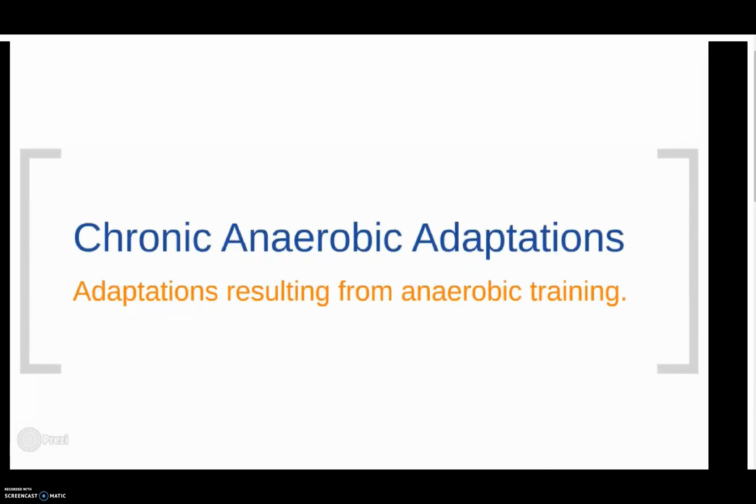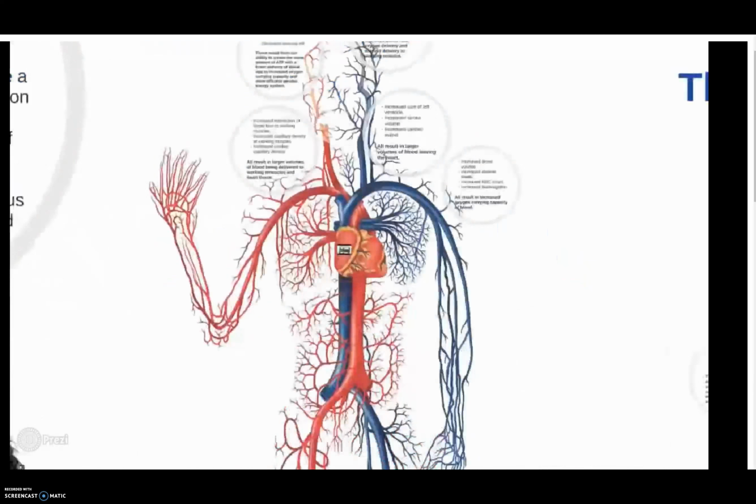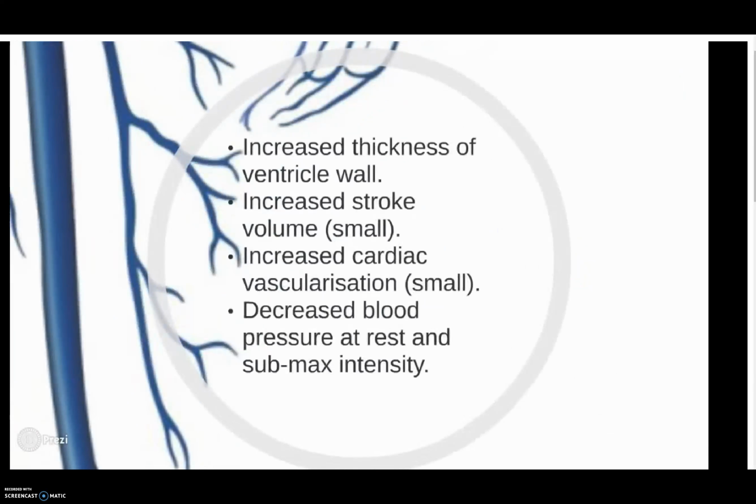Let's have a look at the anaerobic adaptations, and these are quite different. These are adaptations resulting from anaerobic training. So again, in the cardiovascular system, we get an increased thickness of the ventricle wall, which is a muscular wall. Because of that increased thickness, a more powerful contraction can occur, and it results in a small increase in stroke volume. There's not the same size increase here because the size of the chamber hasn't changed. It's just that the force of the contraction is a little bit higher. We get a little bit of increased cardiac vascularization, so a little bit more oxygen being delivered back to the tissues of the heart. And we get decreased blood pressure at rest and submax intensity.